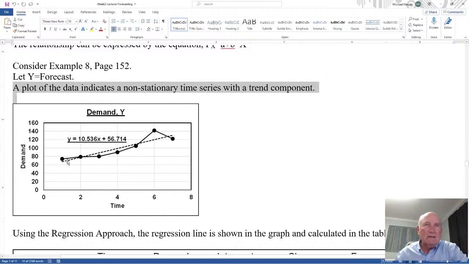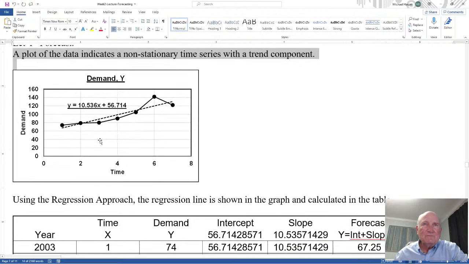So I plotted the data, and there it is. See, it's going up. And actually, I regressed a line through there as a regression line. And there's the y, and 10.536 is the slope, 56.714 is the intercept. How do we get that? I'm getting ready to show you. And actually, Excel will do it for you automatically, or you can do it manually with Excel functions.